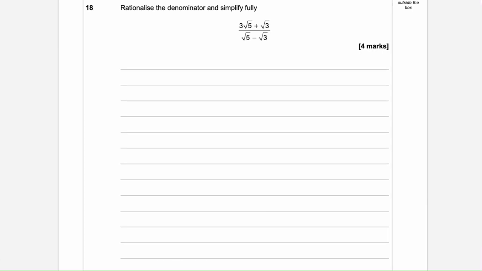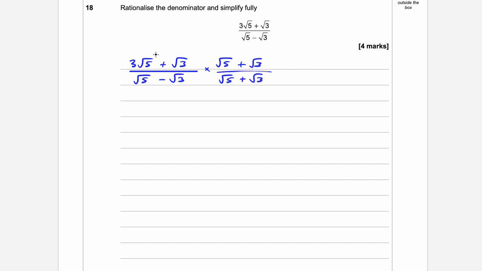Question 18. Rationalize the denominator and simplify fully. Okay, so we have to multiply above and below by the conjugate of the denominator. The conjugate is just going to be root 5 plus root 3. So it's this over root 5 plus root 3. So we're not changing the value. We are just multiplying by 1, essentially. So we do this times this, and this times this.